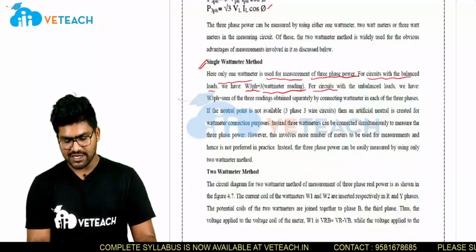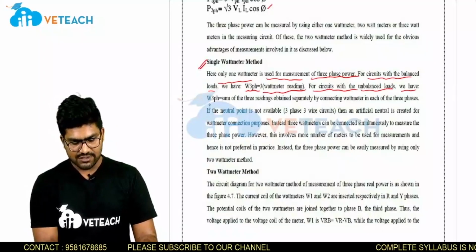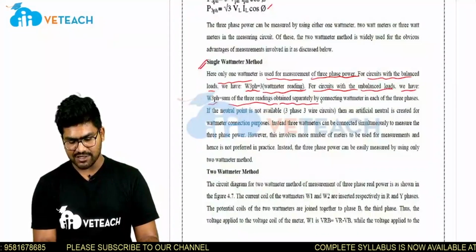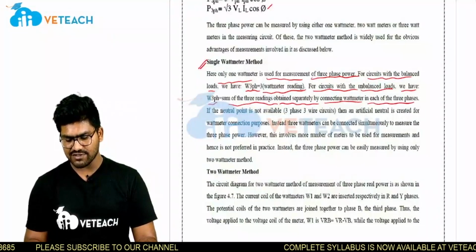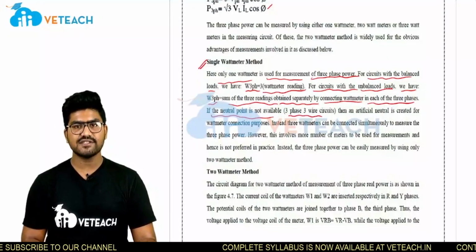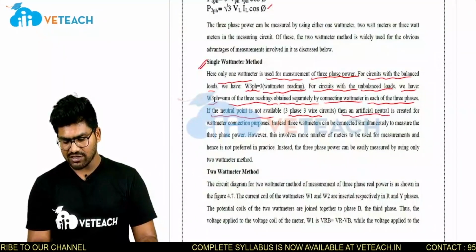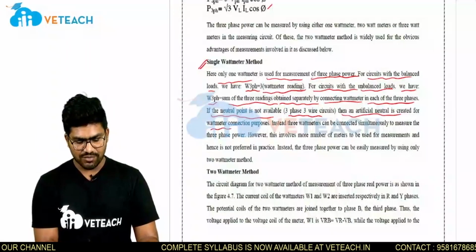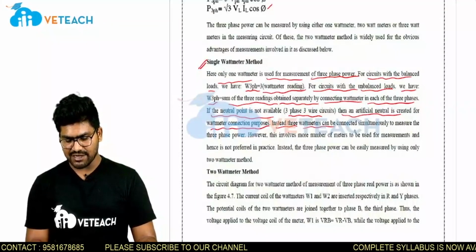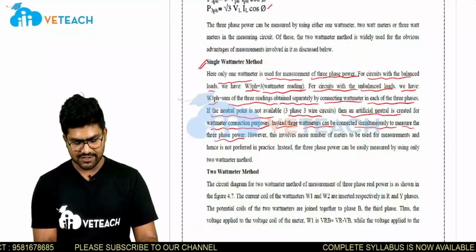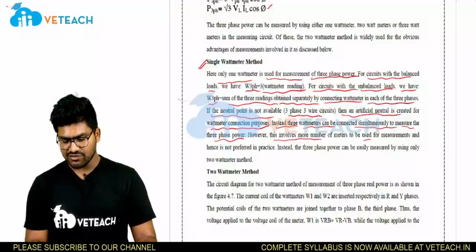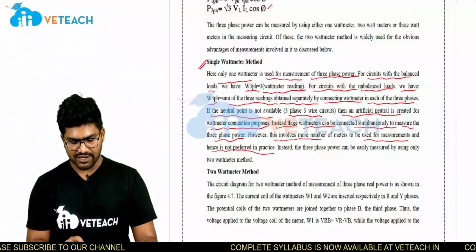For a circuit with unbalanced load, the 3-phase power is equal to the sum of 3 readings obtained separately by connecting the wattmeter in each of the 3 phases. If the neutral point is not available, which means 3-phase 3-wire systems, then an artificial neutral is created for the wattmeter connection. Instead, 3 wattmeters can be connected simultaneously to measure the 3-phase power. However, this involves a larger number of meters and hence is not preferred in practice.